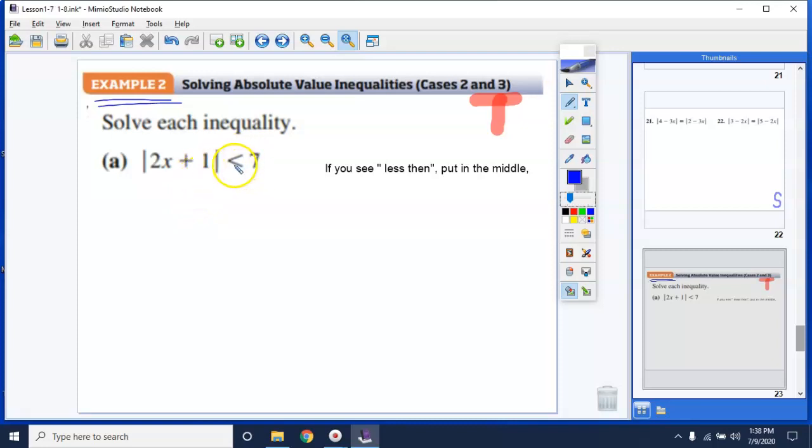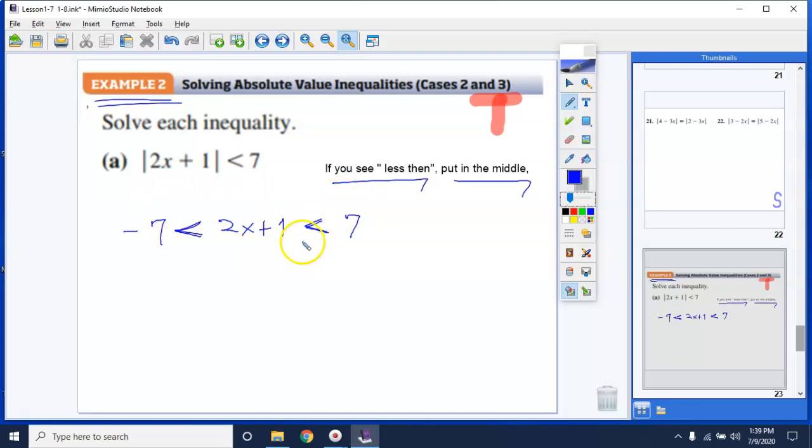If you see less than, we're going to put them in the middle. I'm going to do this: 2x plus 1 goes in the middle. I go this way, and here should be 7, and this part should be negative 7. Whatever number is here, put here the negative version of it. If you had 10 there, put negative 10. If you had 5 there, put negative 5, and so on.